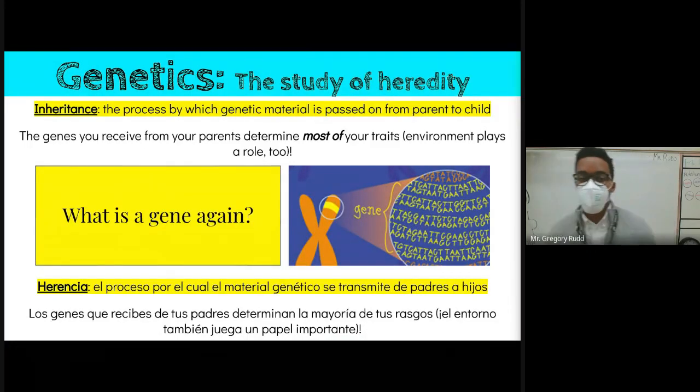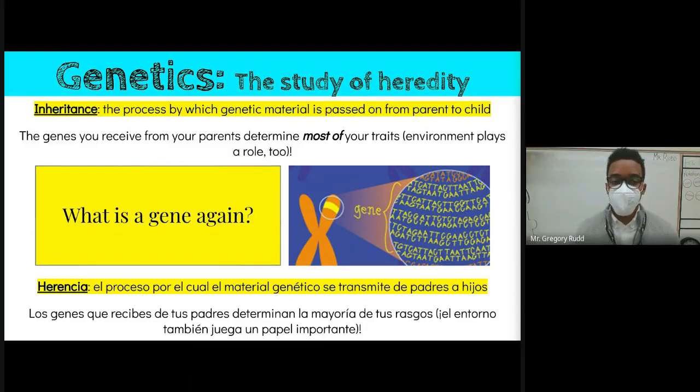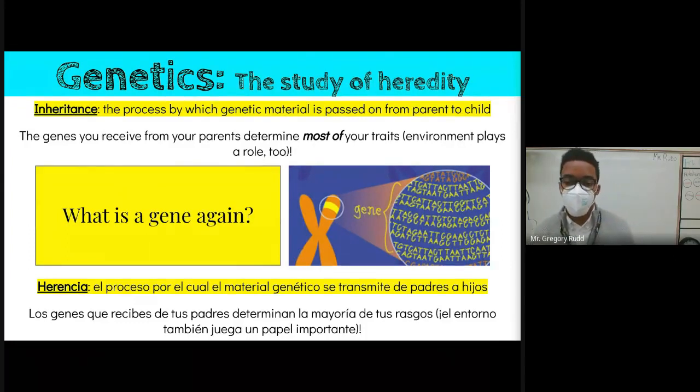So genetics is really the study of heredity. And then the question, of course, becomes, well, what is heredity? Heredity is really a word that just talks about inheritance, genetic inheritance, biological inheritance, which is the process by which genetic material is passed on from the parent to the child.